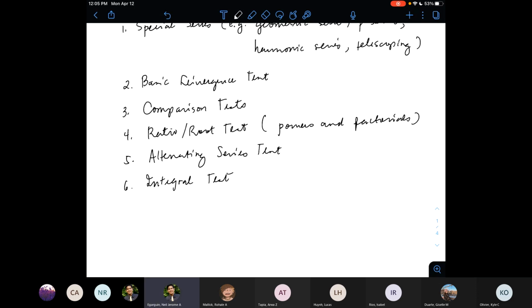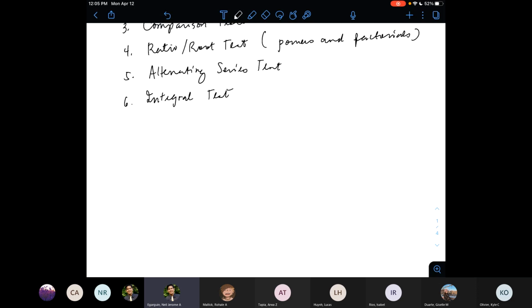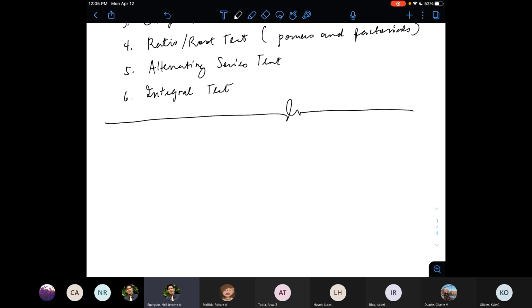You see, I placed the integral test at the bottom of the list because that's my last resort. Remember, for the integral test, you need to check if your series is always positive, if the terms in the series are decreasing, and if the improper integral converges or not. So it's quite a heavy test, so that's why I put it as a last resort. Now, our topic for today is the ratio and the root test. So let's see how these two tests work.